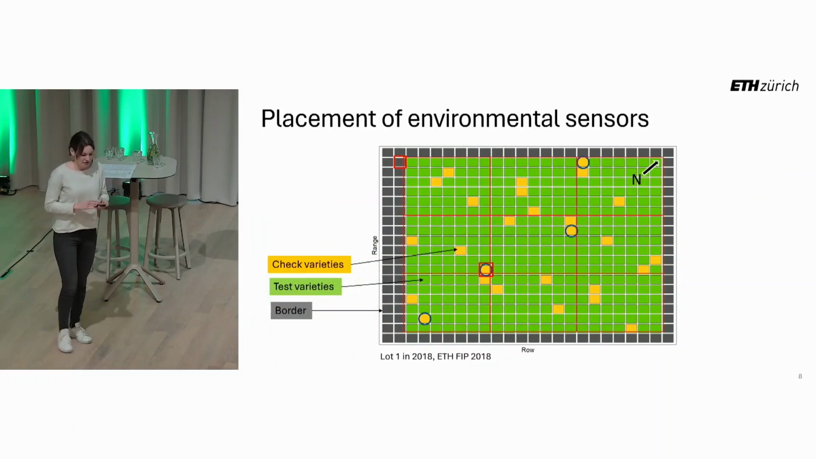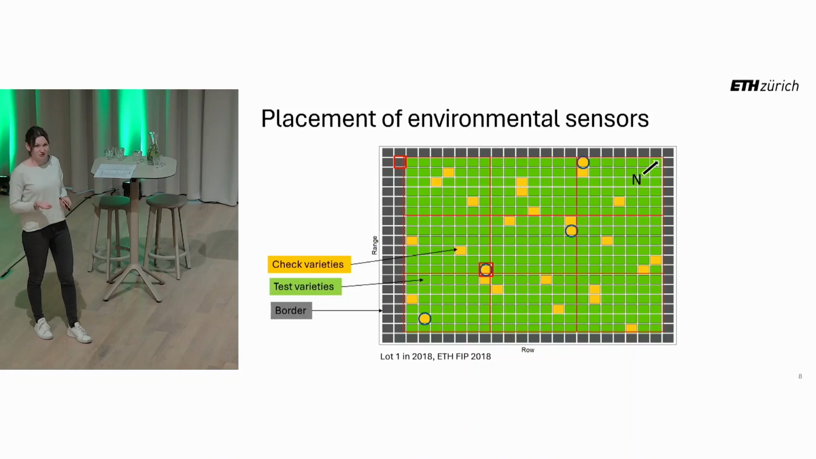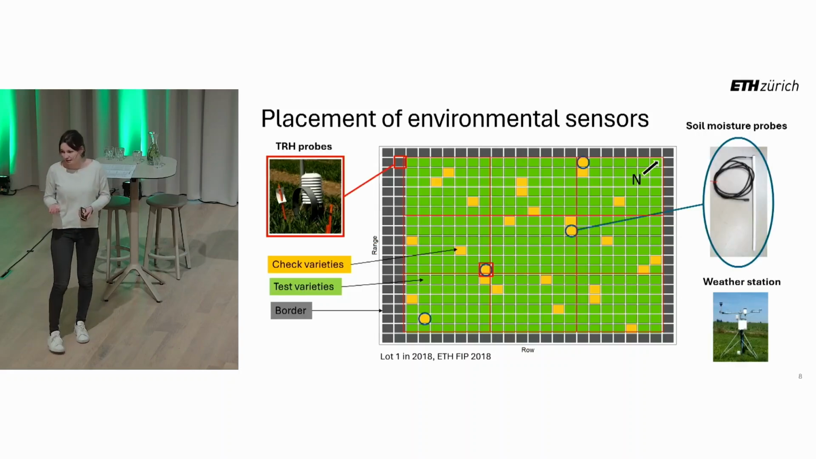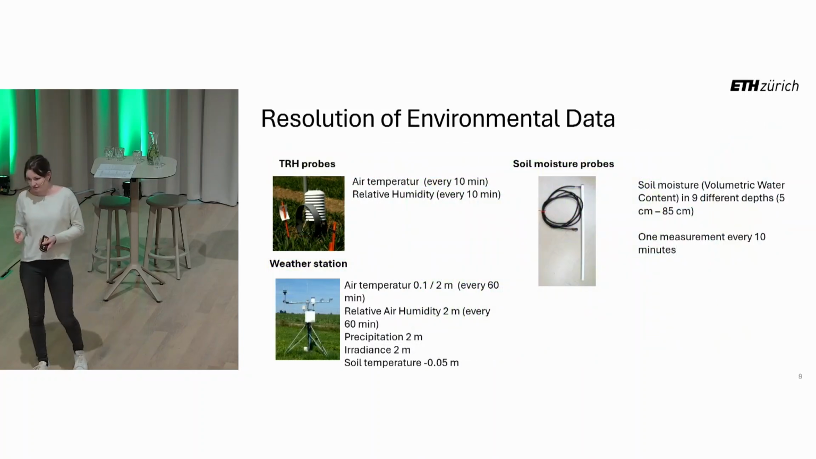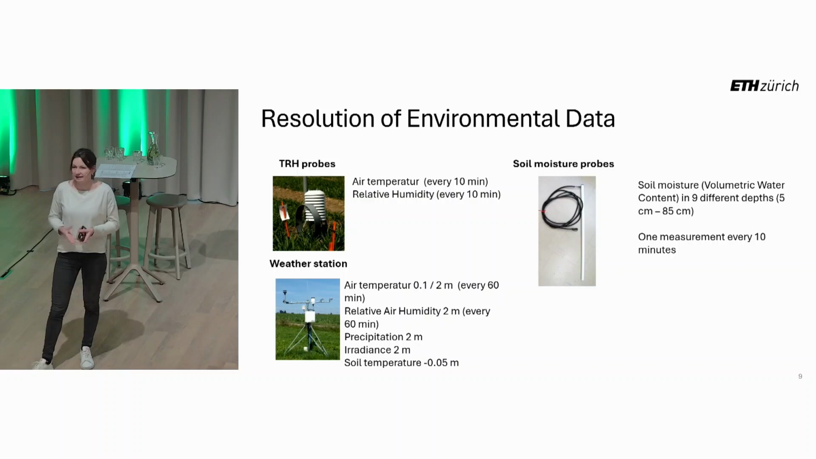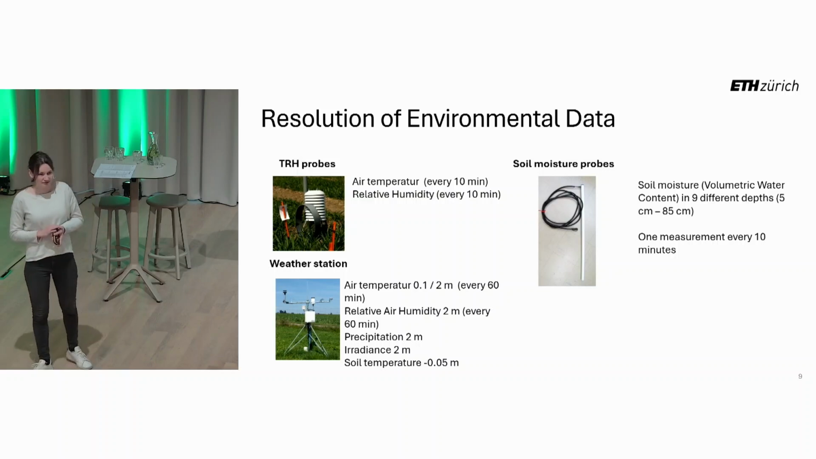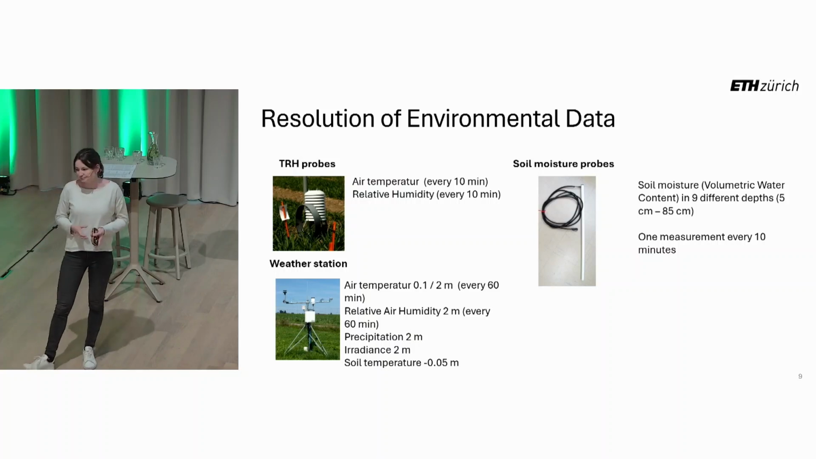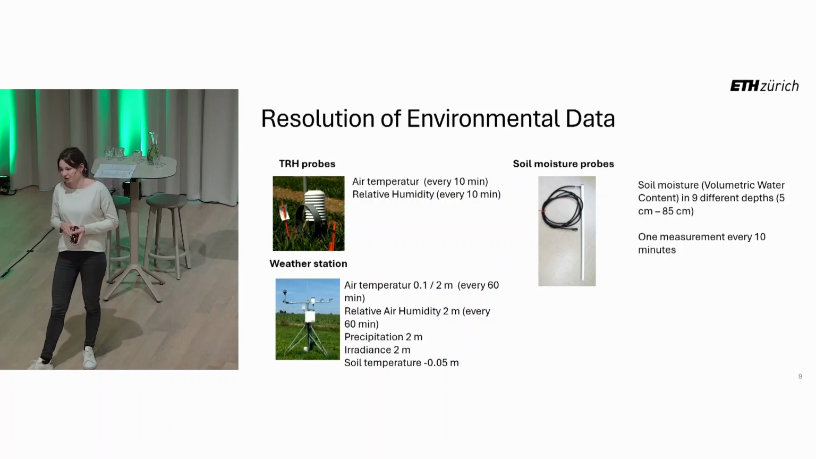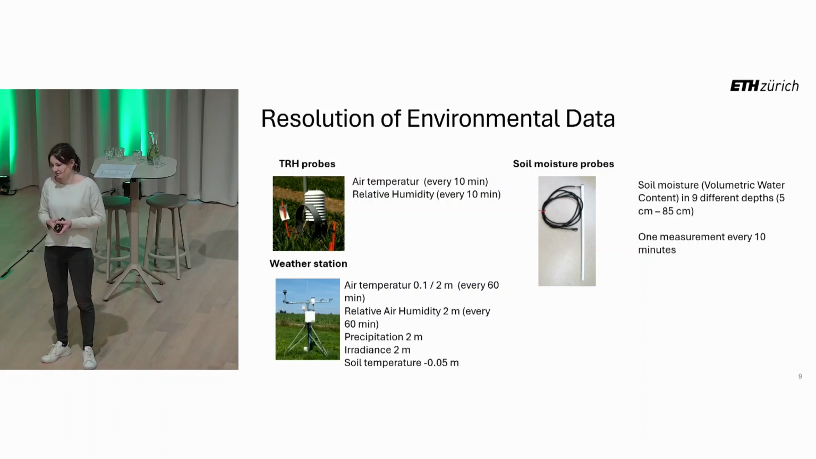At the same time, we also have environmental sensors distributed in our whole field. As an example, we have soil moisture sensors distributed through the field. We have a weather station next to the field and a TRH sensor, and they measure different things. The TRH sensor measures air temperature and relative humidity, and so does the weather station. But the weather station also measures precipitation, irradiance, and soil temperature. And the soil moisture sensor measures the soil moisture in 9 different depths from 5 to 85 centimeters every 10 minutes.